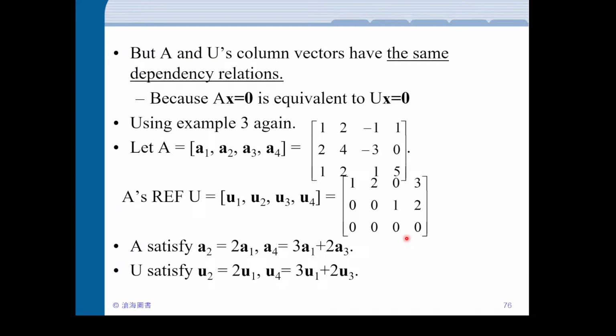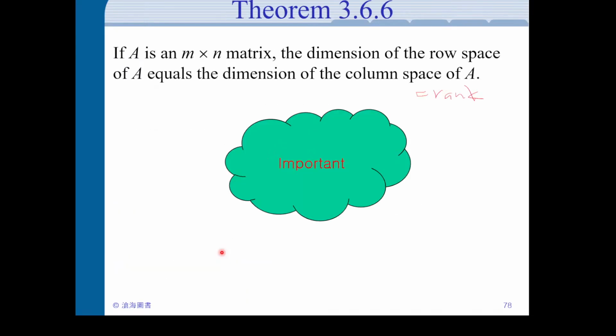And by knowing that the dependency relationship is the same for A and U, now we can derive the theorem that we have been hinting at. The theorem says that the dimension of the row space equals the dimension of the column space, and this equals the rank. So the theorem says that rank is a symmetric definition between the row space and the column space, because the dimension of the row space equals the dimension of the column space. So this is, I guess, our rank theorem.